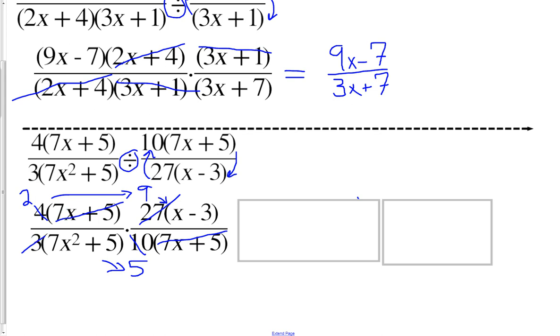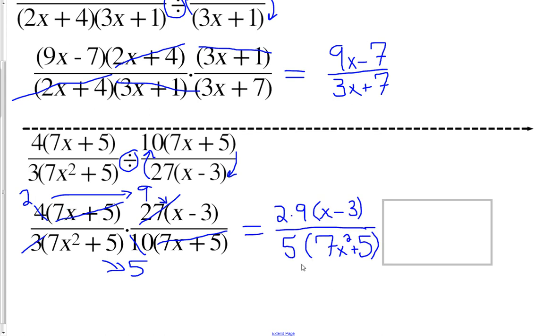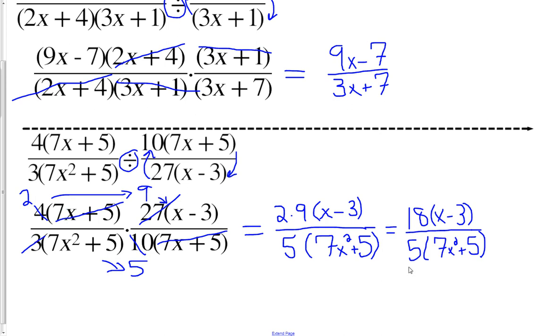And usually I'll rewrite that in a different order here. Because there was a little multiplying, I just rewrote everything that was the numerator, so the top pieces. Then I rewrote the bottom pieces. And then I'm going to do 2 times 9 is 18. And there's our final answer. 18 times x minus 3 over 5 times 7x squared plus 5.